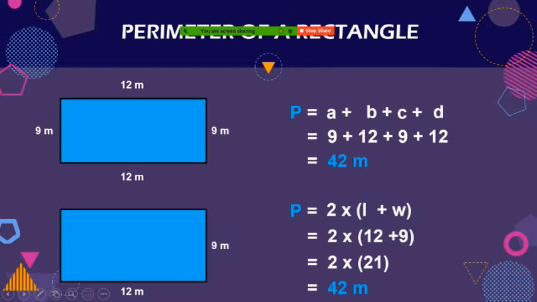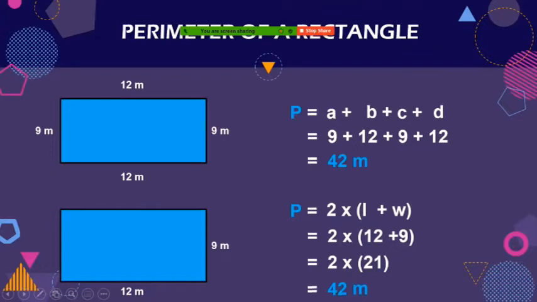Which is easier for you, class? Adding, the first method, or the second method? The second method, because you only add 12 plus 9 and times 2, no need to add everything. Yes, that's exactly correct. But if you want to add, no problem. You can use the first method, or you can also use the second method.